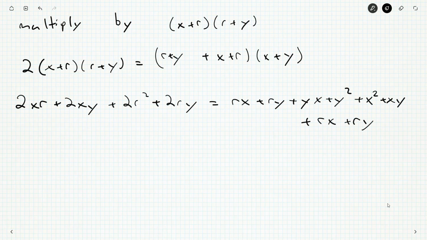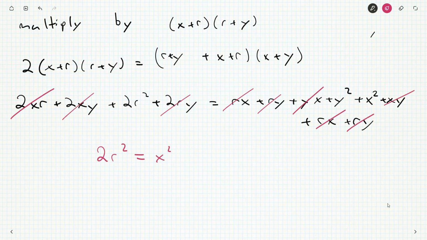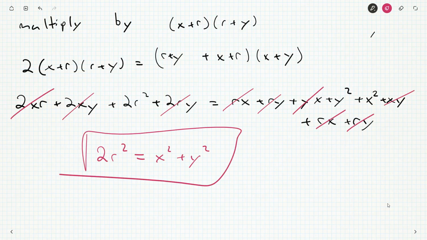Okay, that was a mouthful, but Rx and an Rx cancel out with these two. Ry's cancel and the XY's cancel. So what do we have? 2r squared is x squared plus y squared, which is exactly what we were asked to prove. Okay, so that squares away A part.